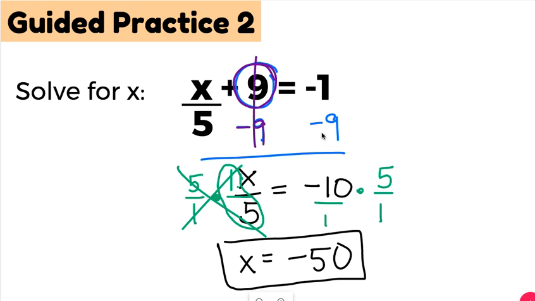9 plus negative 9 is 0. Add negative 9 to both sides. So you end up with x over 5 equals negative 10. Okay, to get our coefficient, I put my 1 in front of x, which gives me 1/5. The reciprocal is 5 over 1. Multiply that on each side. X equals negative 50.